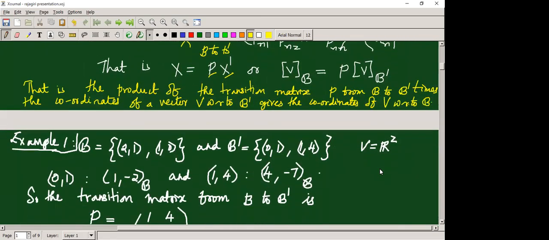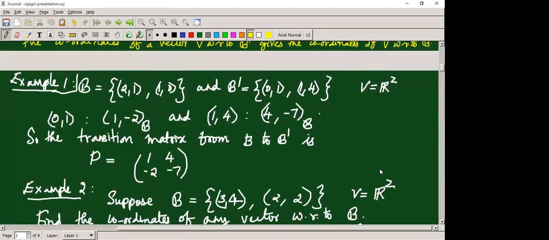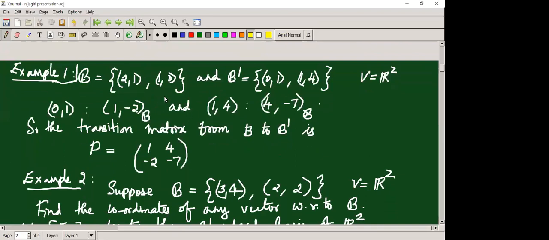So we can see this in the following example. Consider B equal to, so we are discussing R2. You take the vector space as R2.